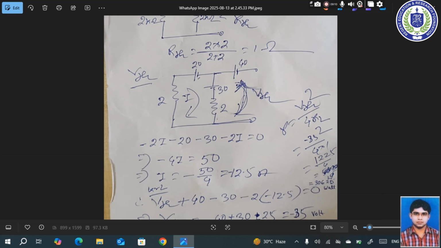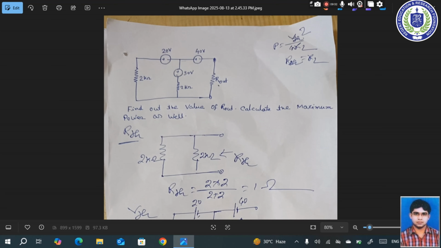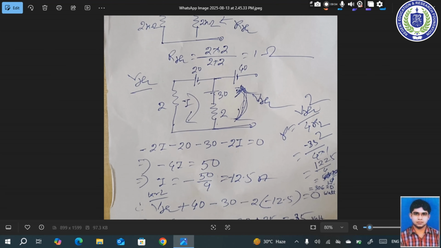So the conclusion is, the main formula we have to use is P max, the maximum power, equal to VTH square divided by 4RL. First we have to calculate VTH, then we have to calculate RL, that is the load resistance, where load resistance RL equal to RTH, so we have to calculate RTH, that is the equivalent resistance. So our answer is 306.25 watt. Okay, that's all from my end.